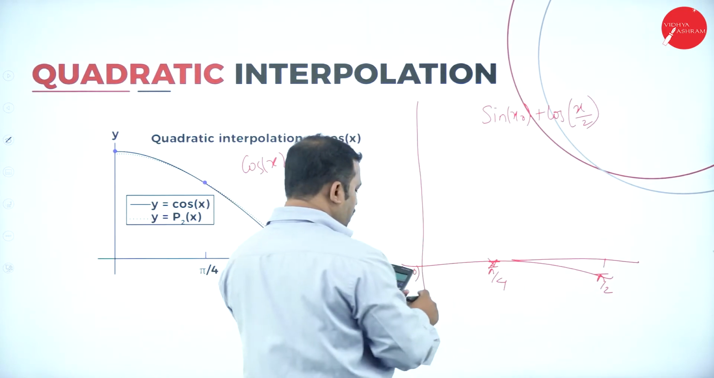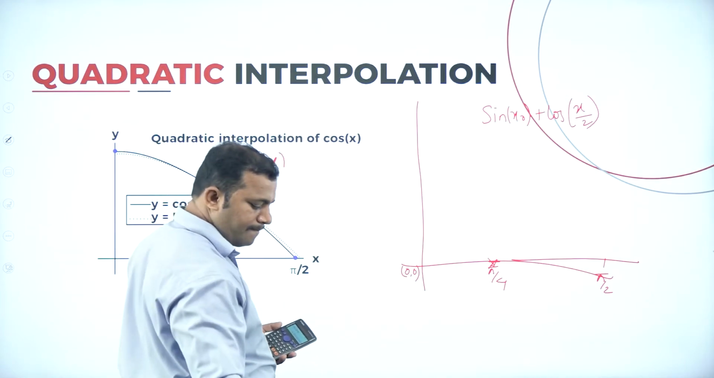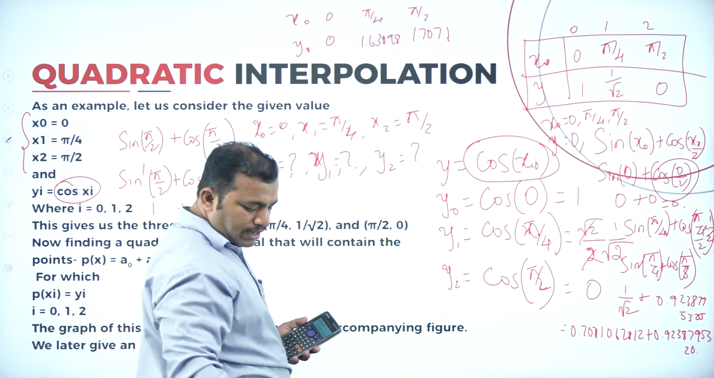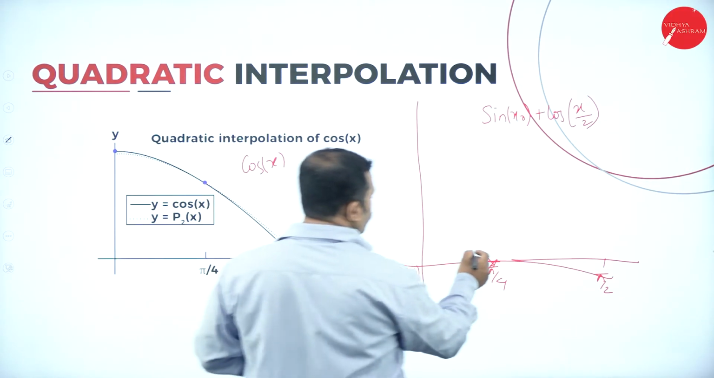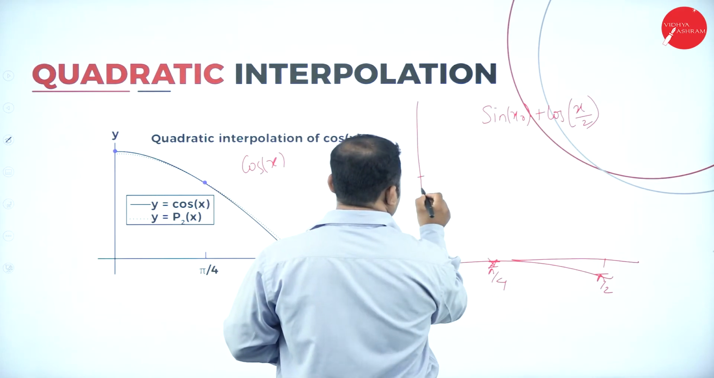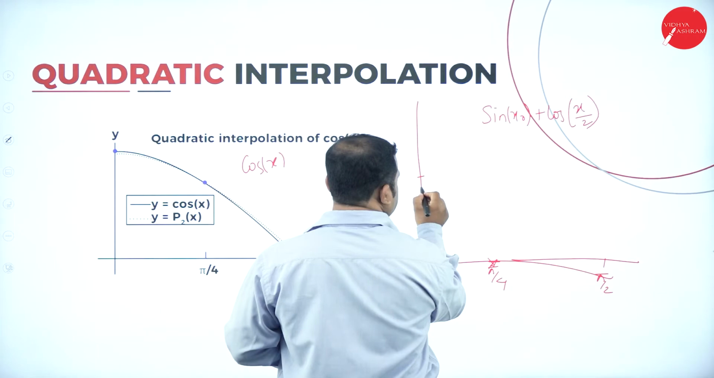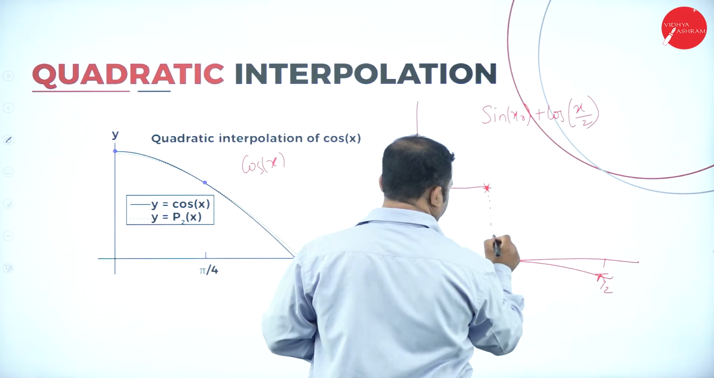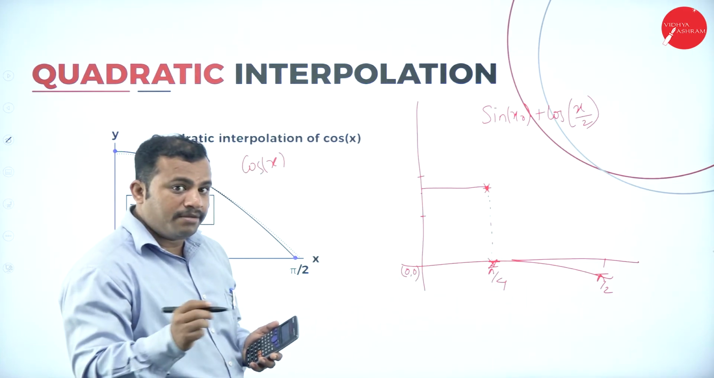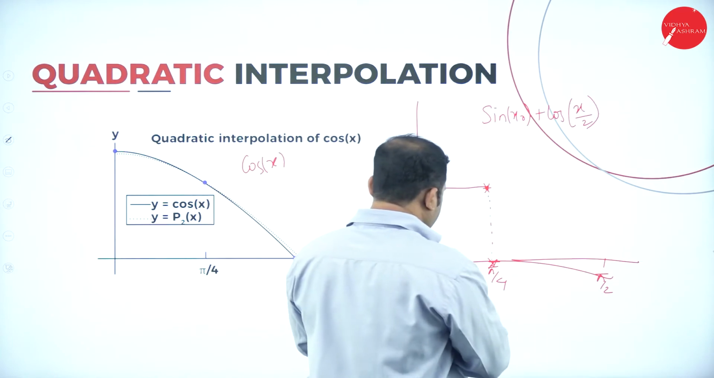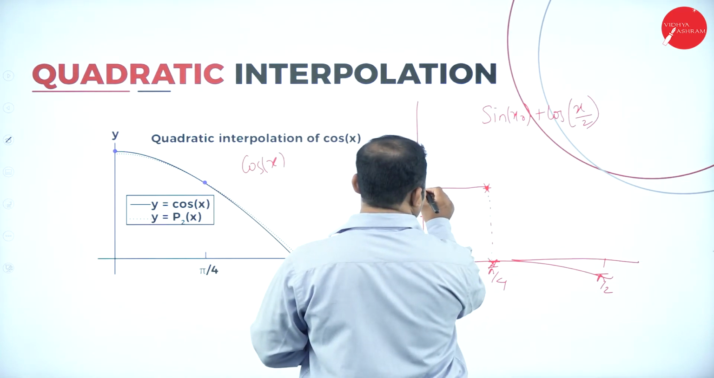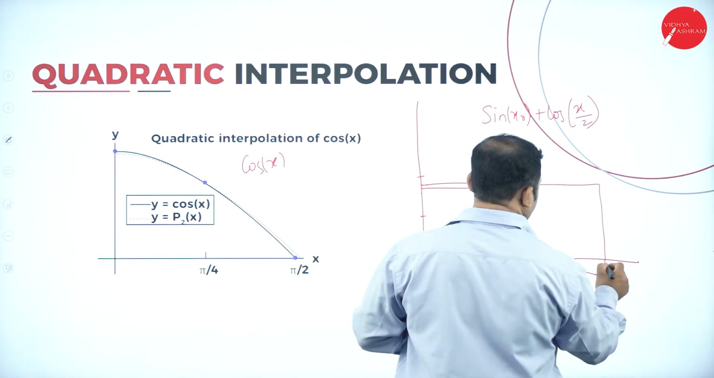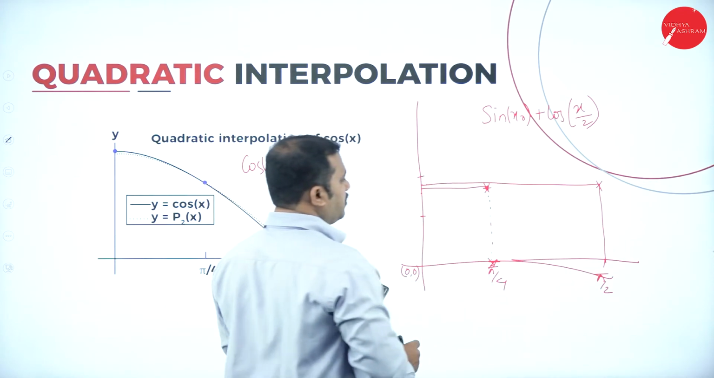When the value of x equals pi by 4, what is the value we have obtained? 1.63098. I will get the value somewhere here for pi by 4. For pi by 2, what is the value I have obtained? 1.7071. That is this, somewhere here. This is the data point I am getting.